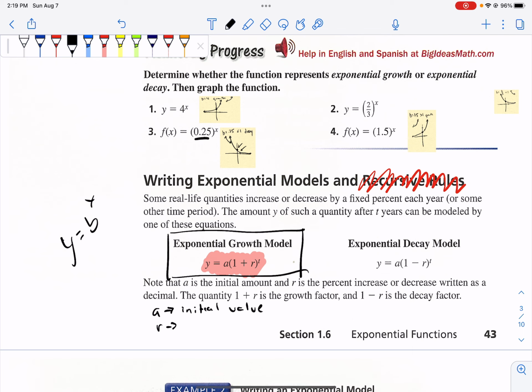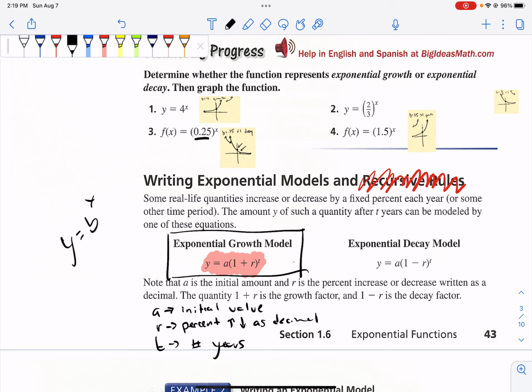R, the letter R, is going to represent my percent increase or decrease as a decimal. So if I go 5% up, my R is going to be 0.05. If I go 100% up, my R is going to be 1. If I go 25% down, my R is going to be 0.25. And the t value is the number of years as time has passed. Most of the time, that's what it represents, okay?